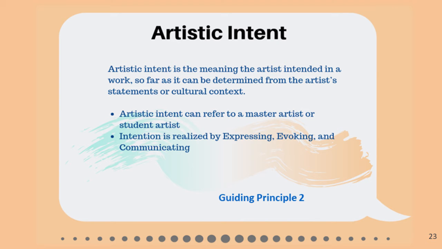For each case study, a description of the artist's or artwork's artistic intent is provided so that educators can make a direct connection when planning lessons that feature these artists or works, or other artworks of their own choosing. Artistic intent is the meaning the artist intended in a work, so far as it can be determined from the artist's statements or cultural context. Artistic intent can refer to a master artist or student artist. The concept is highlighted as guiding principle 2 and is a cornerstone throughout the entire 2019 Massachusetts Arts Curriculum Framework.